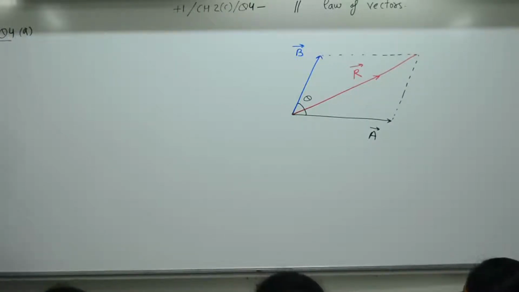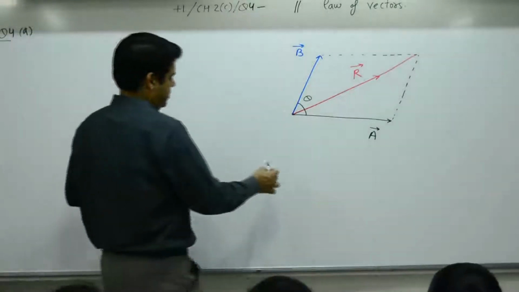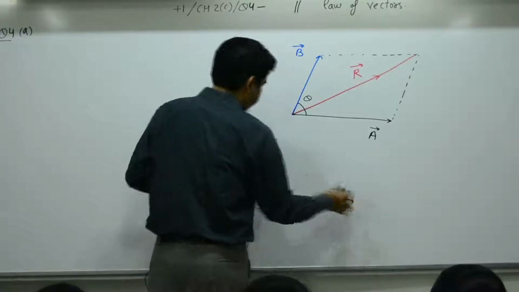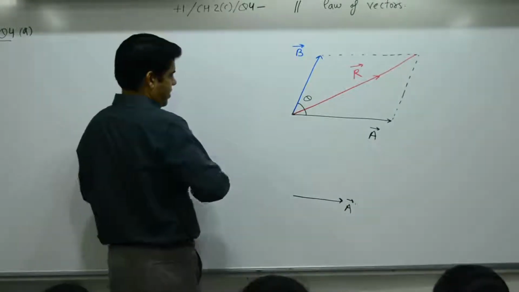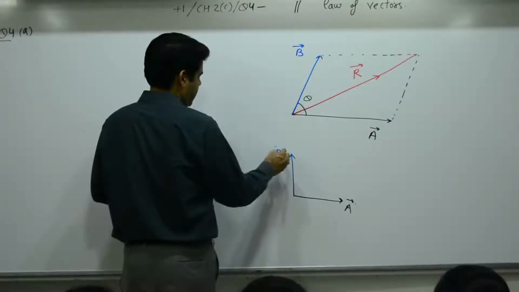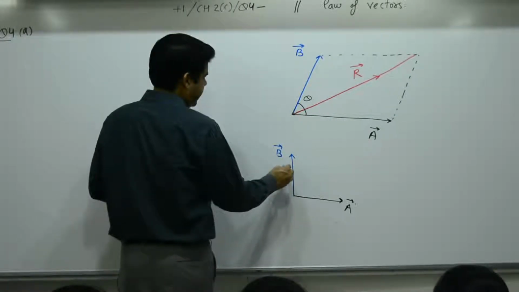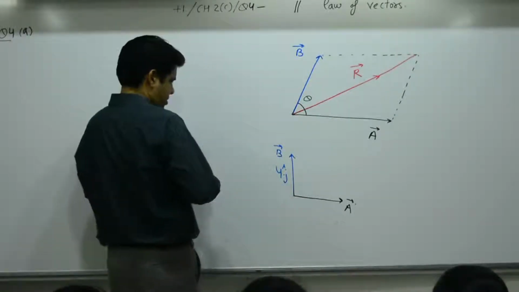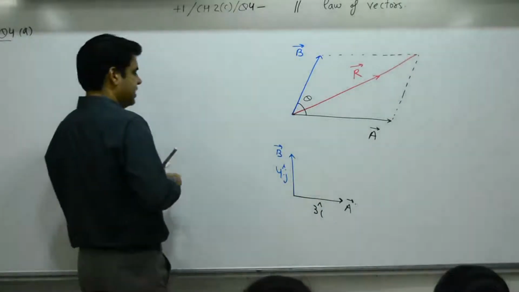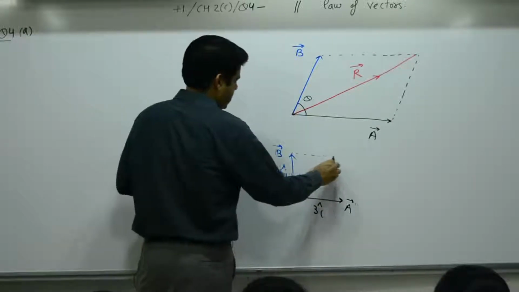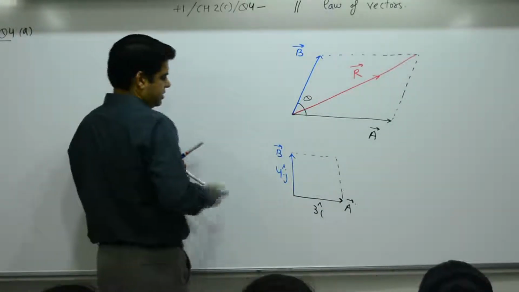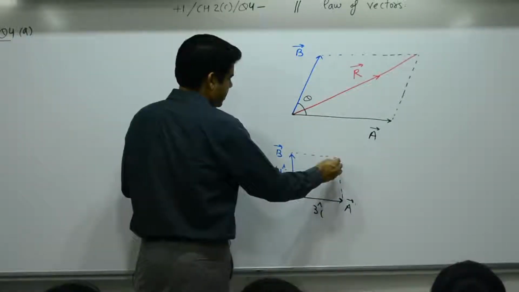One of the examples is, this is A, another vector is B, 4 units, 4j. A is 3i. Yes, resultant. How do you draw resultant? As a diagonal, starting from same point.